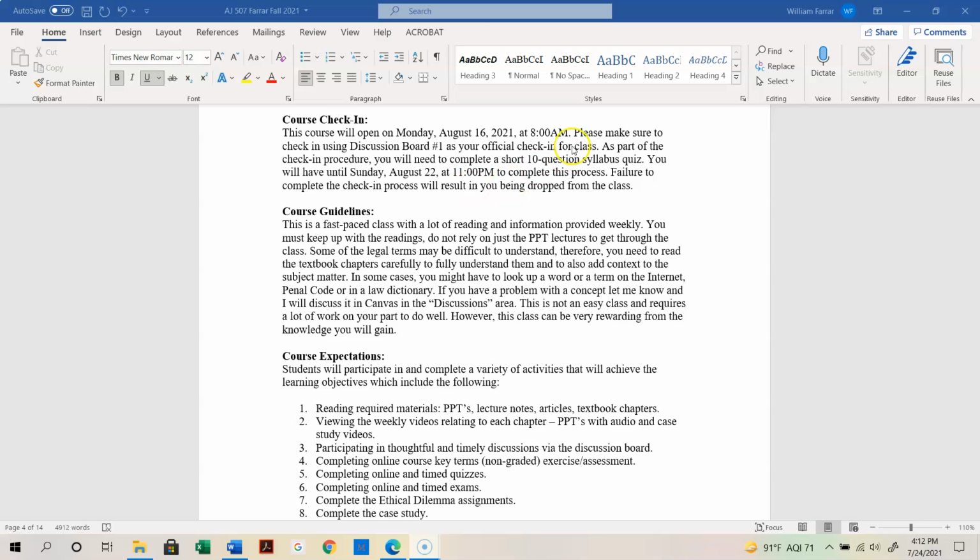But understand, you have quite a bit of time, but set time aside to get this done. And remember, you have to do both parts. Failure to complete the check-in process, both parts, the discussion board and the syllabus quiz, will result in you being dropped from the class. So again, both parts between the 16th and the 22nd.